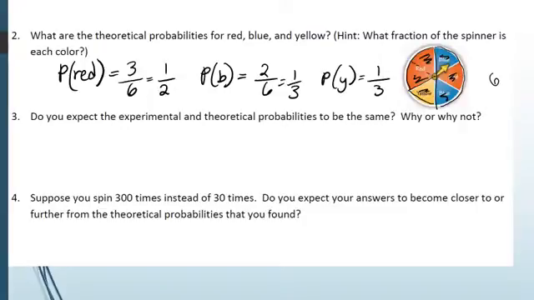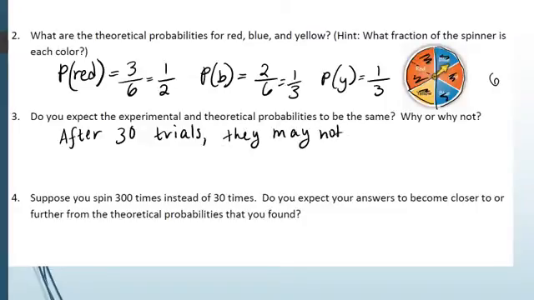Do you expect the experimental and theoretical probabilities to be the same? Why or why not? Well, looking at the probabilities that I had, they did not exactly match. And so thinking about this question further, I might talk about how after only 30 trials, they may not be the same. You might have gotten the same things, who knows, depending on your experiment. However, if we continued the trials, we're going to get to that in the next question. So again, think about if yours turned out similarly or differently, and you can kind of explain that based on your experimental probability.